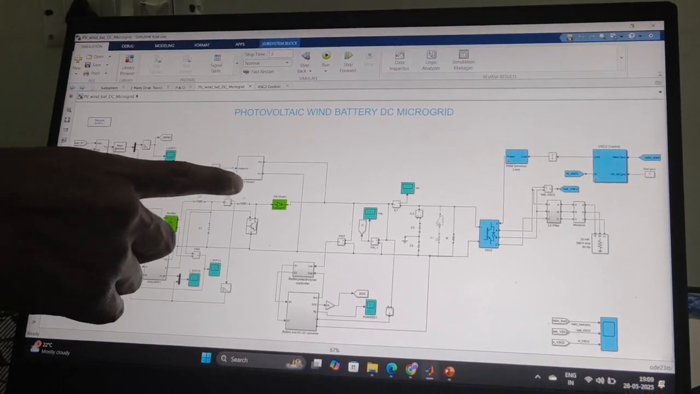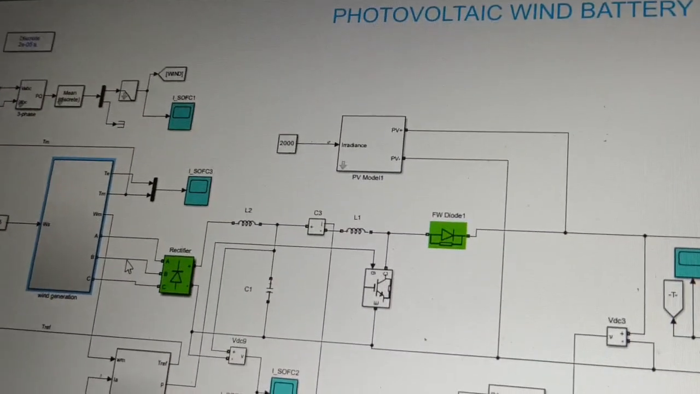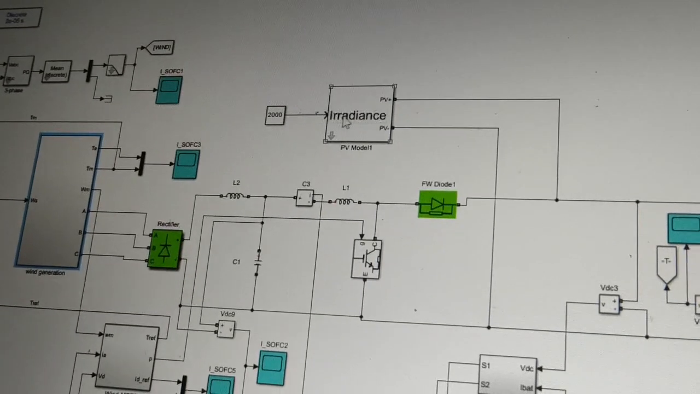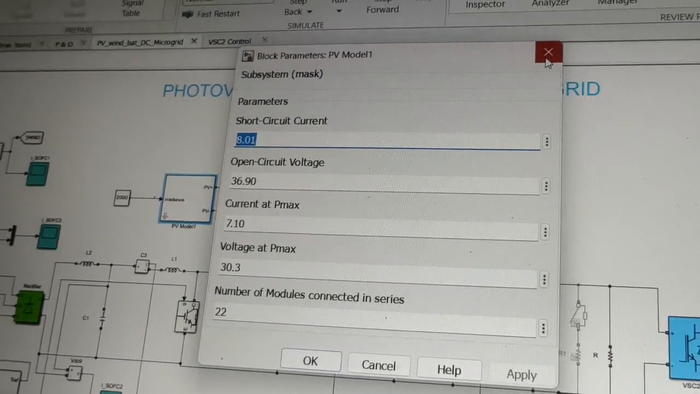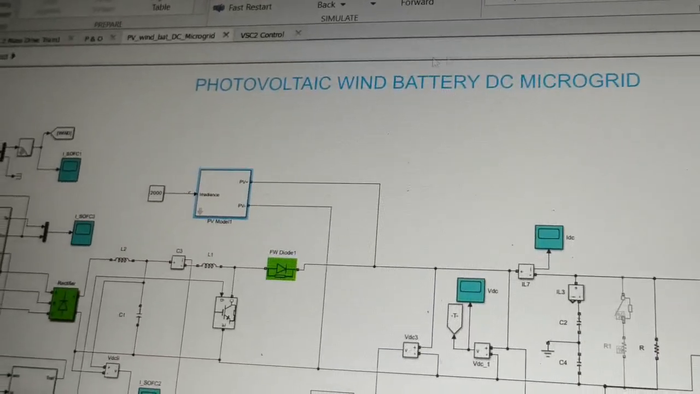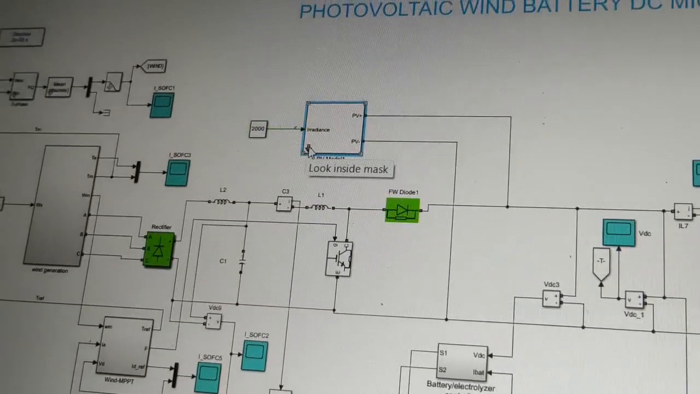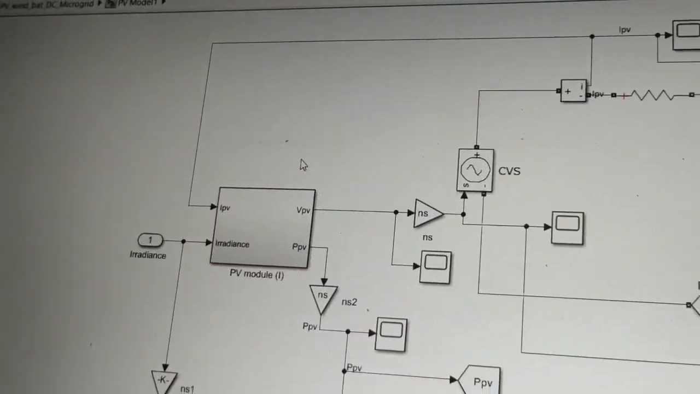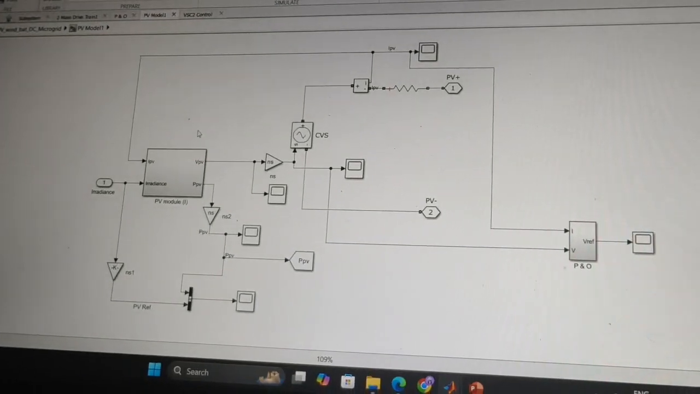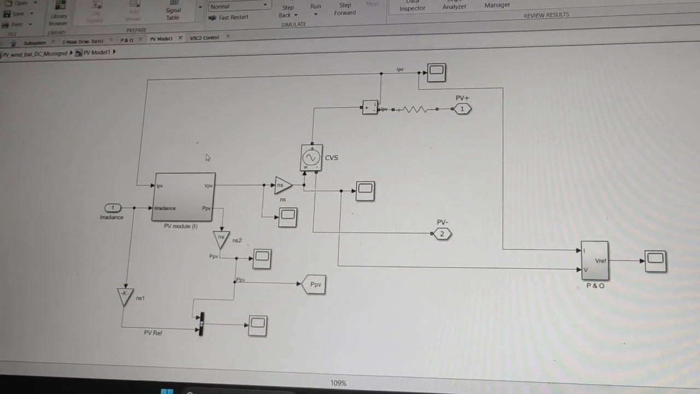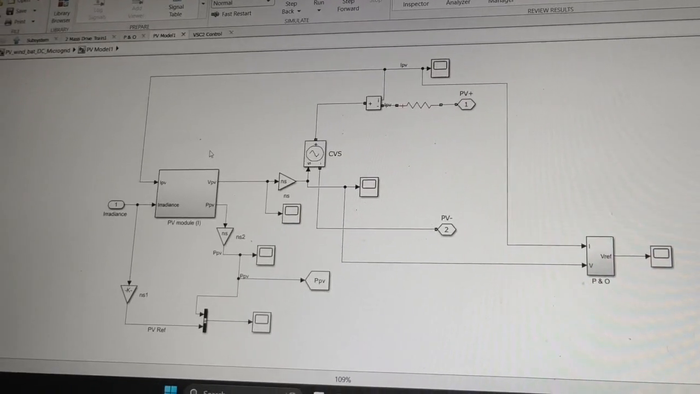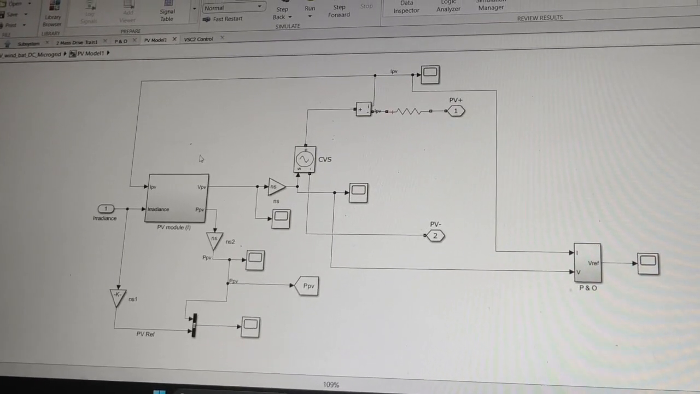And this is the PV module, which is solar. We are using solar with the same specification. Inside this PV module, the PV generates a DC output only, so the DC output is not converted to anything. We directly give it to the DC bus.